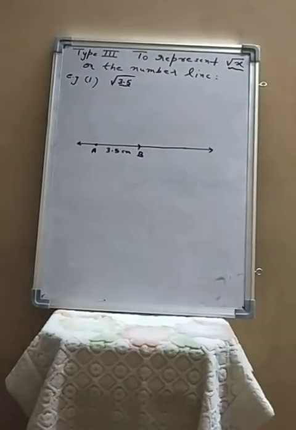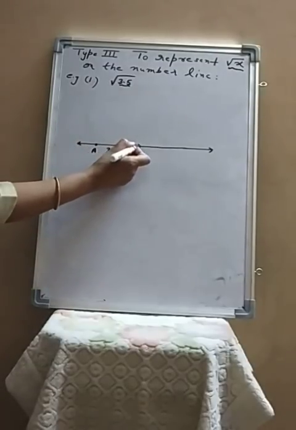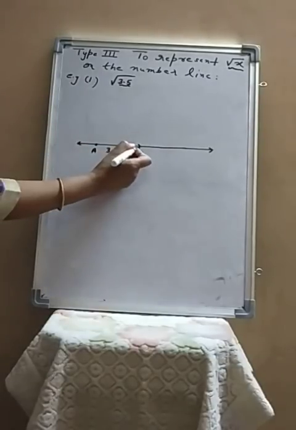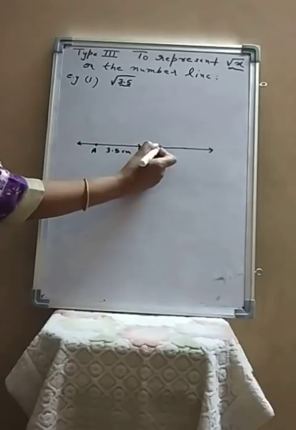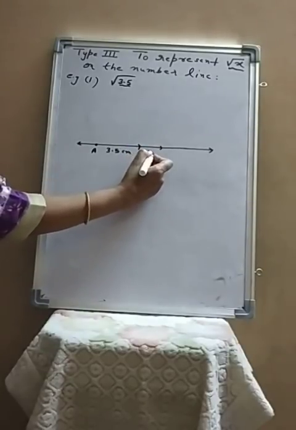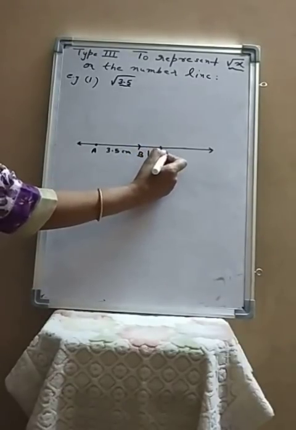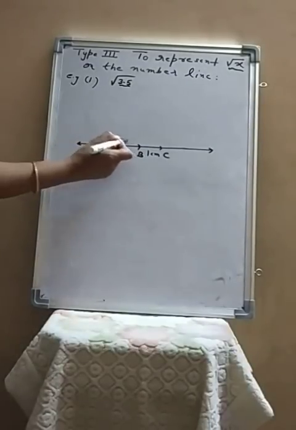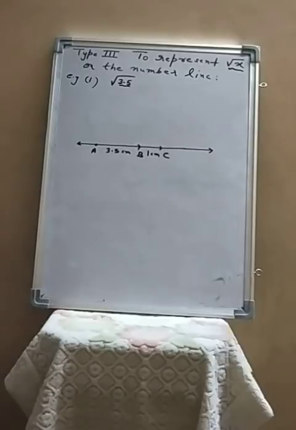Then keep the tip of the compass at B, open the compass 1 centimeter and from B draw an arc which measures 1 centimeter to get the point C. So AB should be 3.5 centimeter and BC should be 1 centimeter.